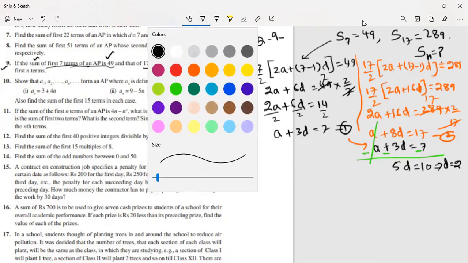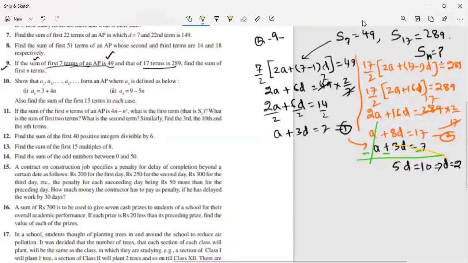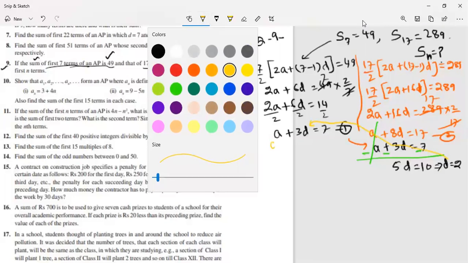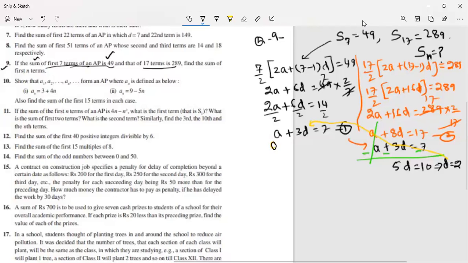This value of d, put in equation number 1. So we get a plus 3 into 2 is equal to 7. 3 twos are 6, a is equal to 7 minus 6, 1.